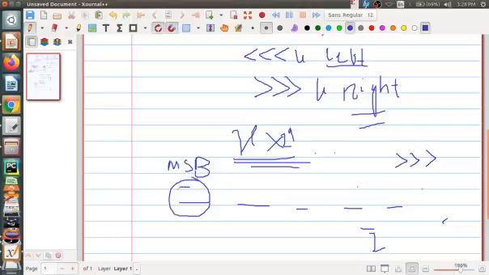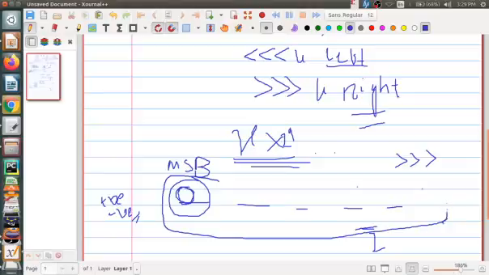But the most significant bit will be filled with 0. Filled with 0 means you put 0 there, then you find out the new value, and that will be the value. Whatever the case, whether it is a positive or negative integer, the right shift will always fill the leftmost bit with 0. So this is for the right shift.